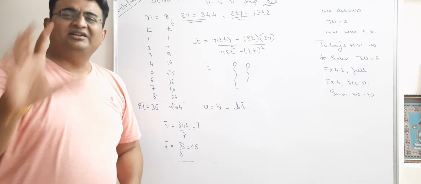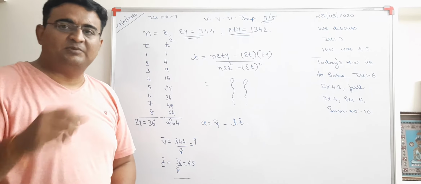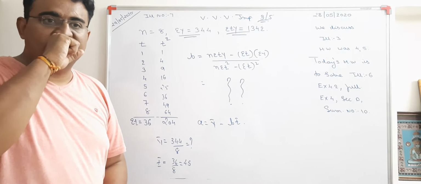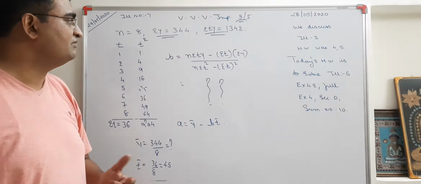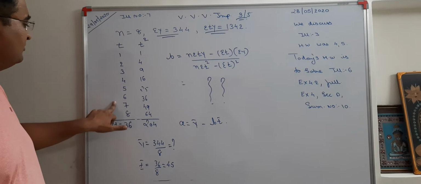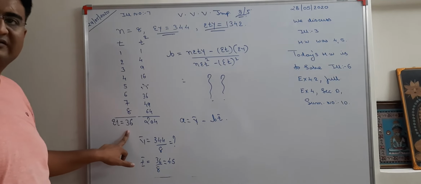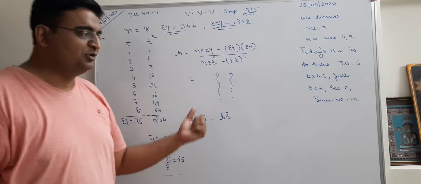This is the very rough way I have done, but you must be knowing what is new in this particular thing. Let me make you revise once again. This was the only part which was given: n is equal to 8, sigma y 344 and sigma ty. I was not having t, I was not having sigma t, I was not having sigma t square. So what I did, as n 8 was given, I went till 8, so I got sigma t as 36. Then find out t square. Rest all information is given to you, put it in the formula.